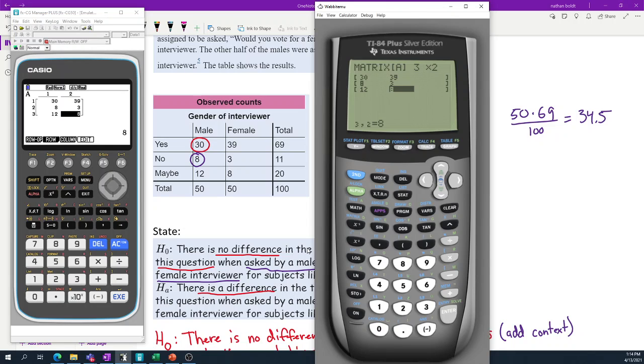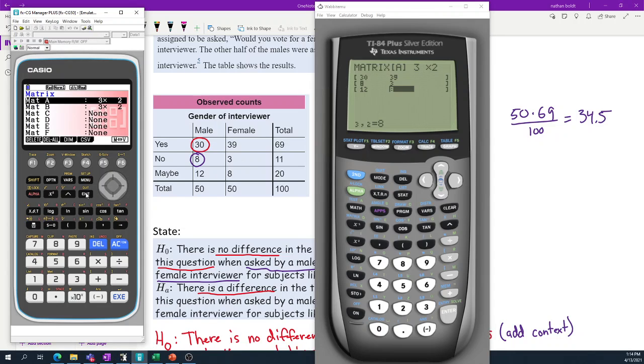You don't need to put in the totals. Yeah, I could see that as being an issue. Yeah, we don't type in the totals, just the counts from the data.